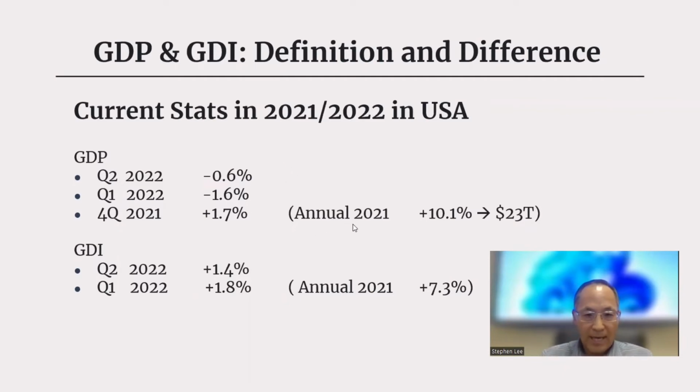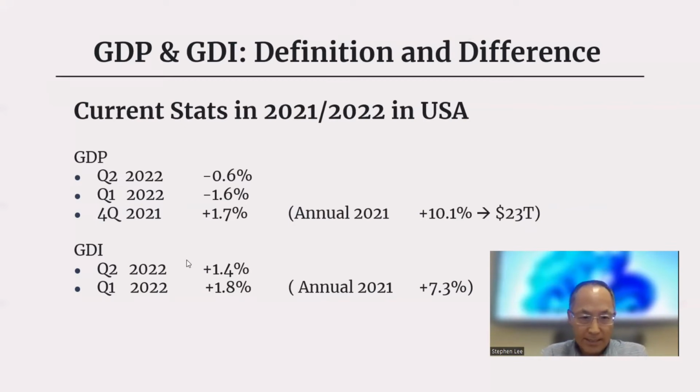Now, what about the annual 2021 GDP? It was 10.1%. So year 2021 is really kind of the final phase of a pandemic, close to the final phase of a pandemic. Overall, year 2021 GDP growth was plus 10.1%. And the total amount of GDP was $23 trillion in the US.